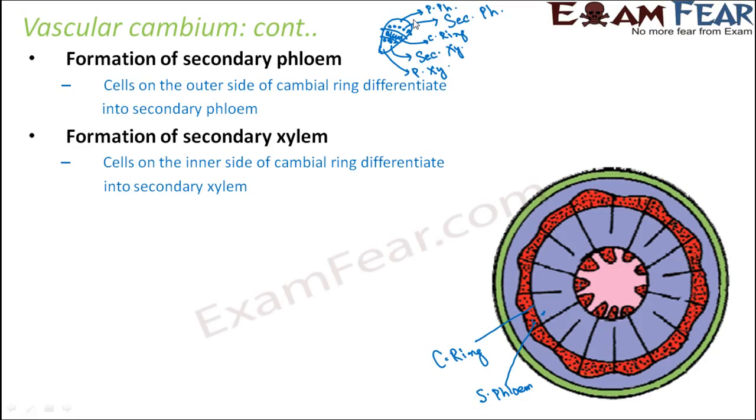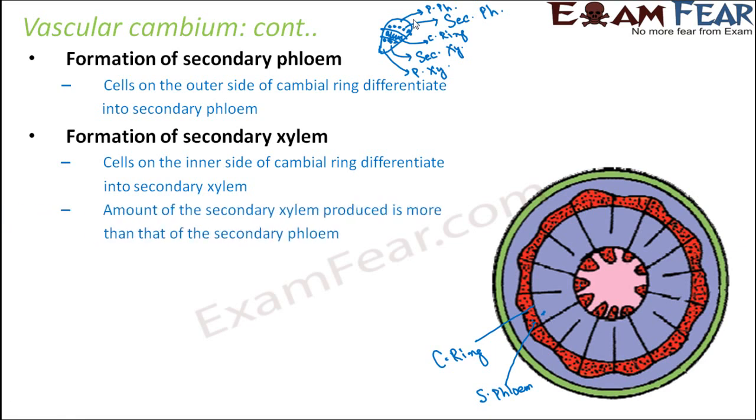Okay, so this is how the thickness keeps on increasing. So earlier it was only 2 layers, primary xylem, primary phloem. Then it became primary xylem, cambial ring, and primary phloem. Then it became primary xylem, secondary xylem, cambial ring, secondary phloem, and primary phloem. So as the layers keep on increasing, your thickness is basically increasing.